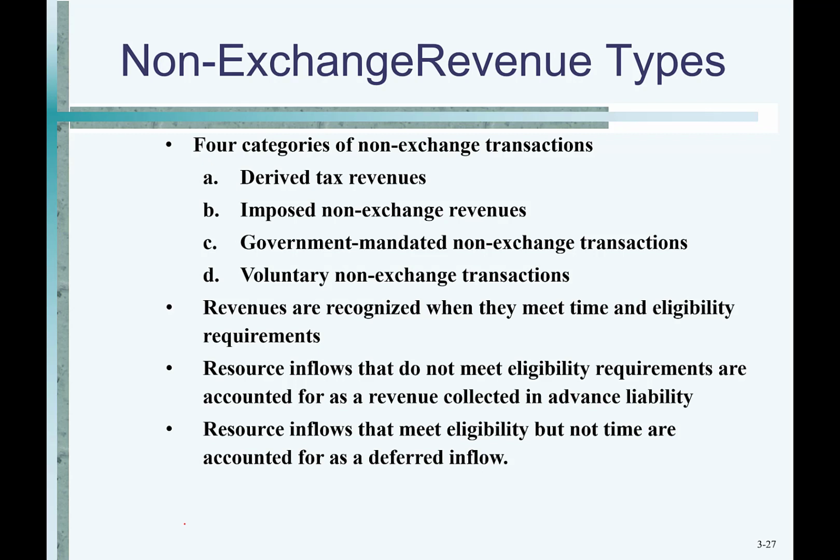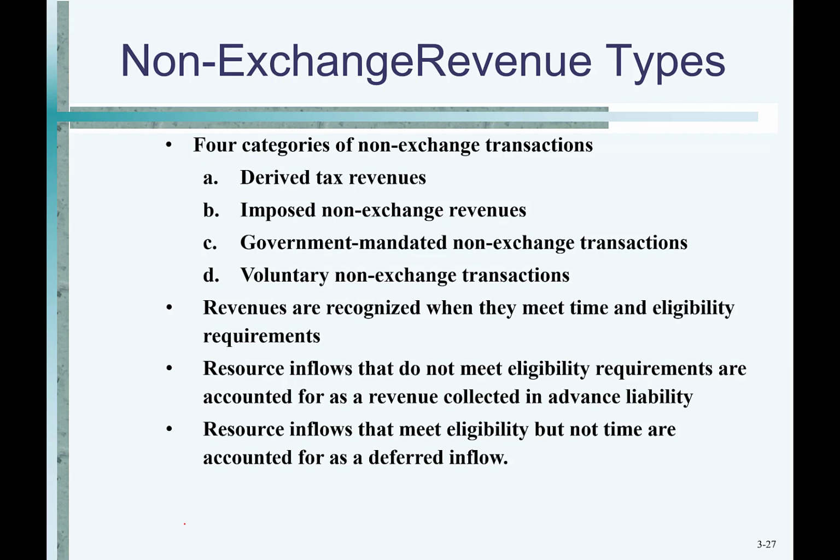depending on whether we are talking about a derived non-exchange revenue, an imposed non-exchange revenue, a government mandated non-exchange revenue, or a voluntary non-exchange revenue. So we have four categories of non-exchange revenue: derived, imposed, government mandated non-exchange, and what? Voluntary non-exchange. Now the rules are the same for all four categories, but how we actually apply them will differ depending on the category.